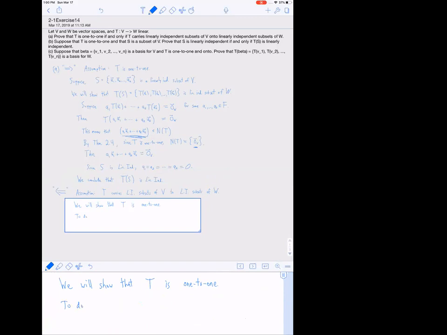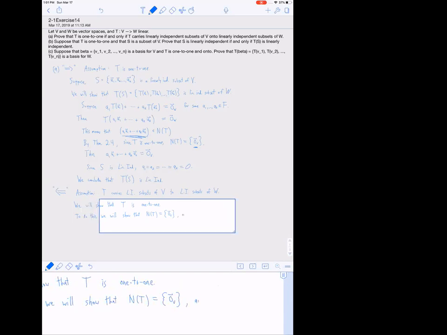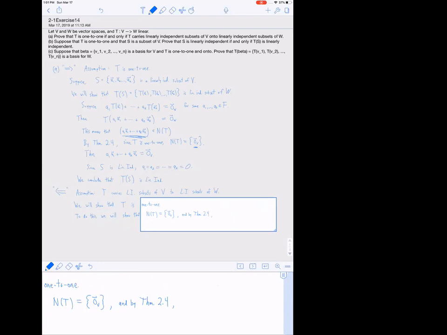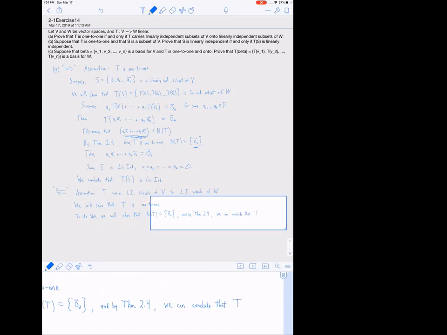To do this, we'll show that the null space of T is equal to only the zero vector, or the set containing the zero vector. And by theorem 2.4, we can conclude that T is 1 to 1.